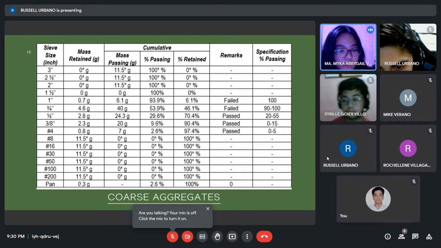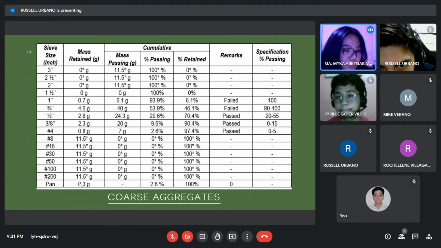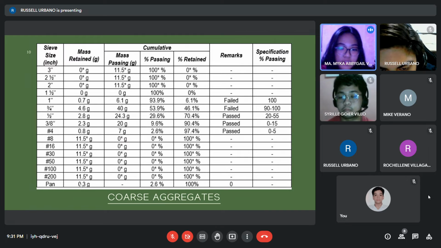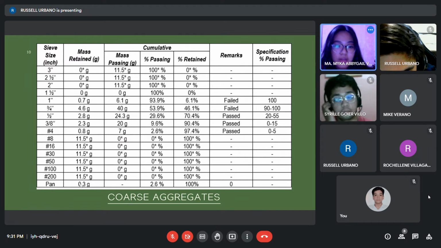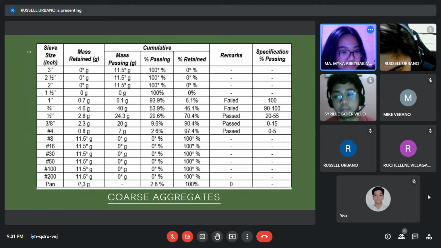So for cumulative mass passing, in the 1.5 sieve, the mass retained is 0, therefore the mass passing is 0. However, in the 1 inch sieve, the mass retained is 0.7 grams. So for the formula, calculate 0.7 grams over the mass sample, which is 11.5 grams, times 100. So the mass passing for the 1 inch sieve is 6.1 grams. So we do this procedure for the rest of the sieves.